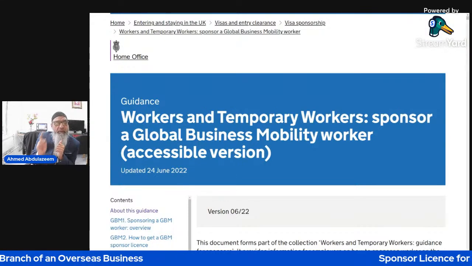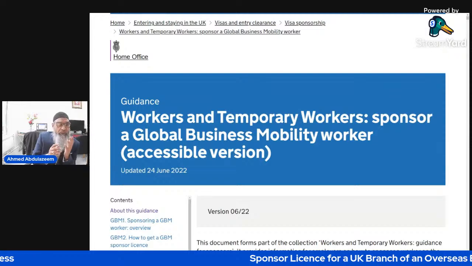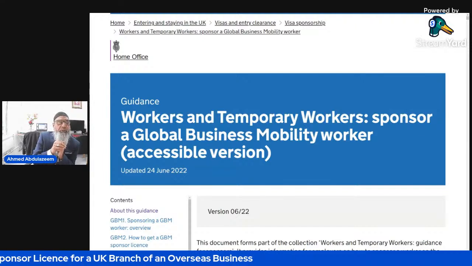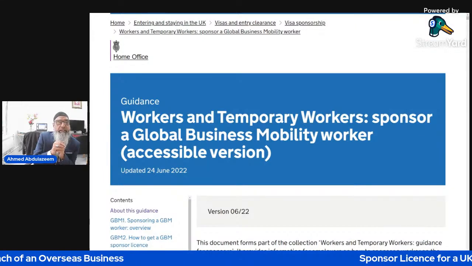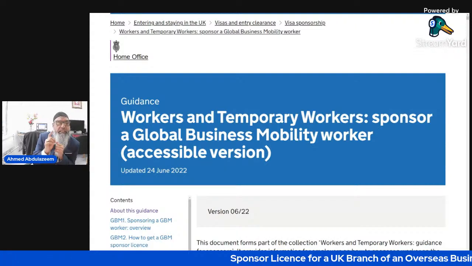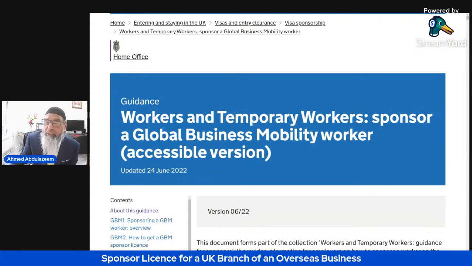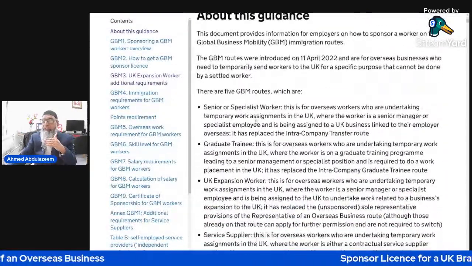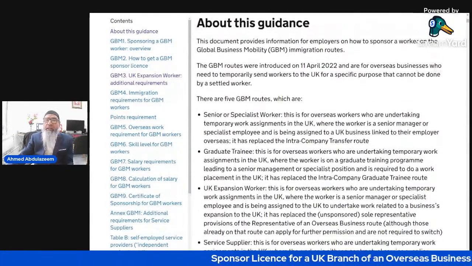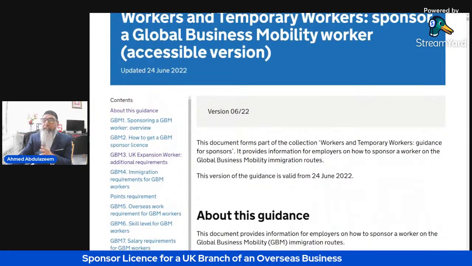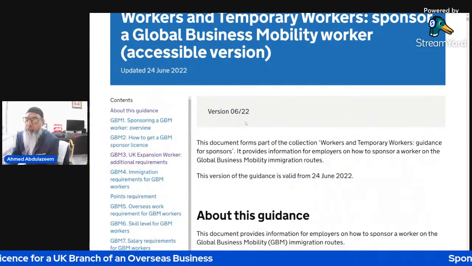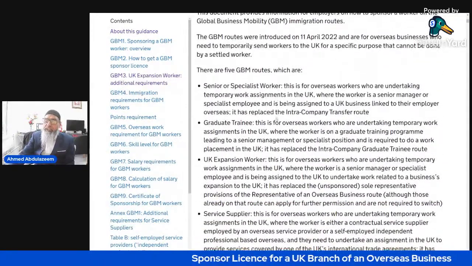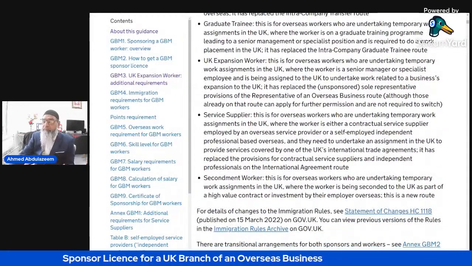So to apply for a sponsor license for a UK branch of an overseas business, this is the guidance that we should follow. I repeat, Workers and Temporary Workers: Sponsor a Global Business Mobility Worker. Now, the global business mobility worker has a number of categories and routes within it. Global business mobility is abbreviated as GBM. So the GBM routes are broadly senior or specialist worker, graduate trainee, UK expansion worker, service supplier, secondment worker.